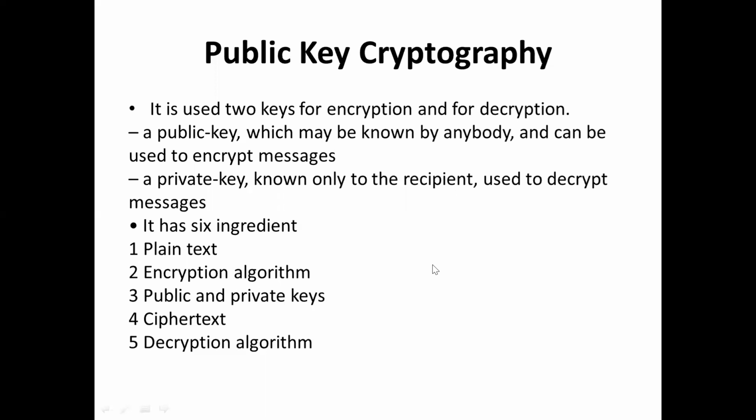In the last session, we also discussed the ingredients of public key cryptography. What are the ingredients? Plain text, encryption algorithm, public key, private key, ciphertext, and the decryption algorithm. These are the 6 ingredients in public key cryptography.